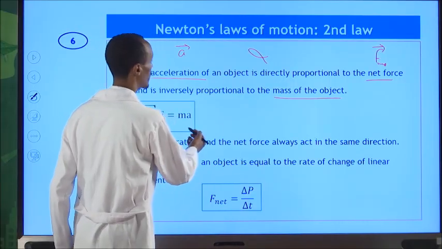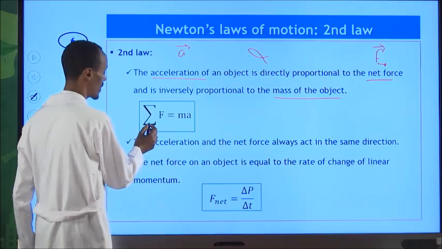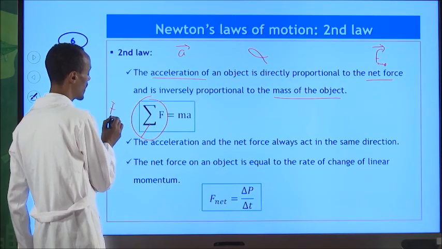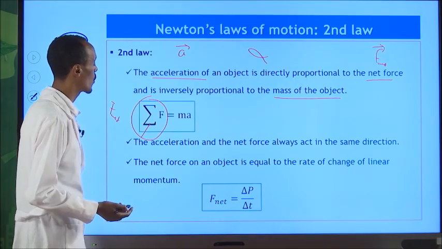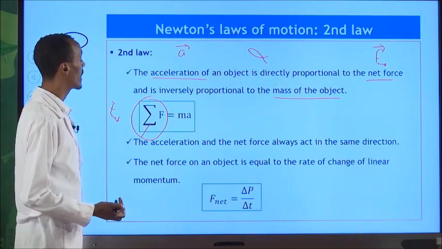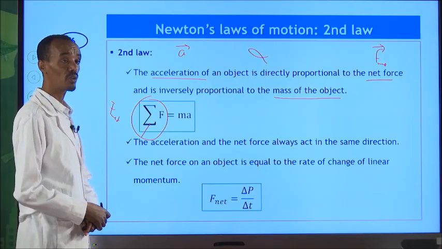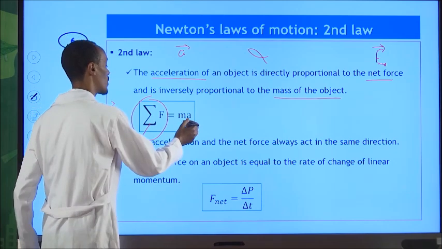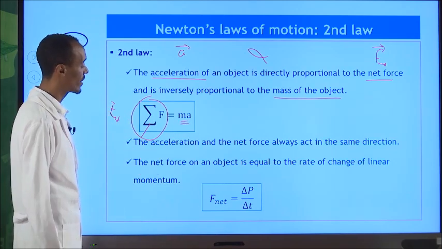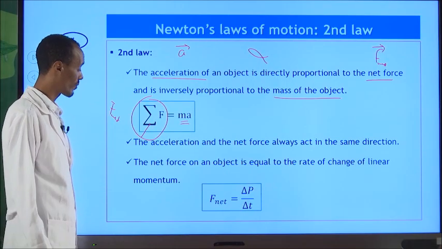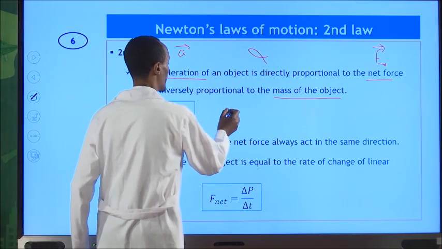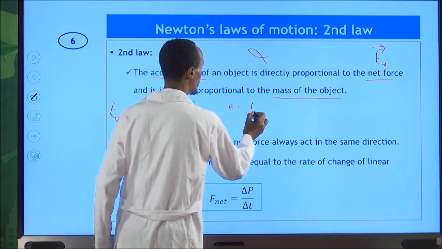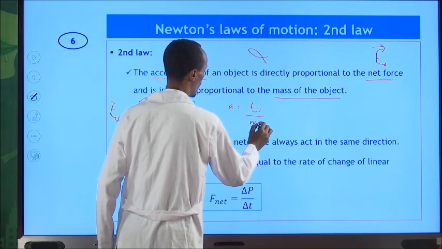So we can write the force as a product of mass and acceleration. This summation means the net force, F net. If we have more than one force acting on a body, then the net force is, as we know, the summation of all the forces acting on the body or the system. Then this net force is equal to the product of mass and acceleration, and this is called Newton's second law of motion. So the acceleration is equal to, if you want to write it from the equation, F net divided by the mass of the object.